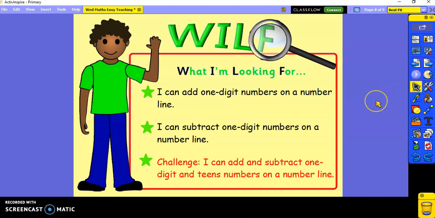So today, Wilf, what am I looking for? I can add 1-digit numbers on a number line. I can subtract 1-digit numbers on a number line. And your challenge is I can add and subtract 1-digit numbers and teens numbers on a number line. So very similar to yesterday's where you had a little challenge moving into those slightly greater numbers.